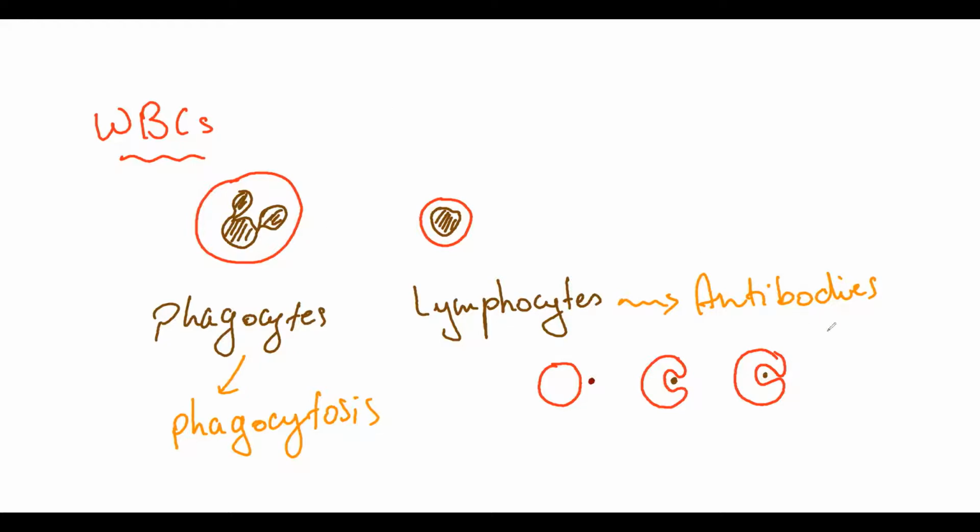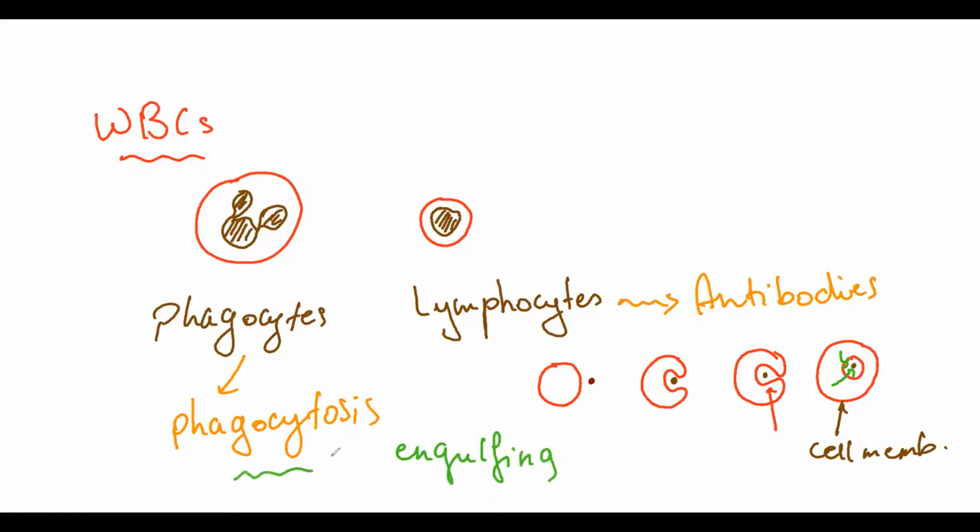Later on, after the pathogen is completely inside the cell, this sac or vesicle is going to separate from the cell membrane of the white blood cell, because of course, the white blood cell has a cell membrane. And later on, the digestive enzymes are going to attack this pathogen in order to destroy it. This process is called phagocytosis, or sometimes we call it engulfing, but of course you have to know the scientific term, which is phagocytosis.